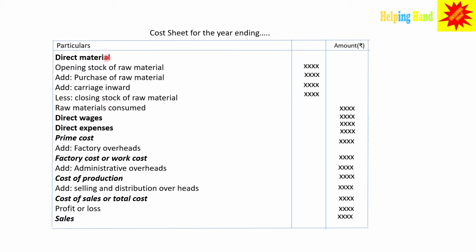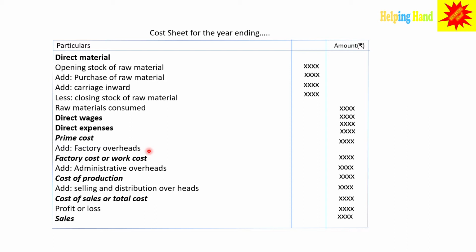When we add direct materials to direct wages and direct expenditure, we get our prime cost. This is our first step in cost sheet. To this prime cost, we add various factory overheads.